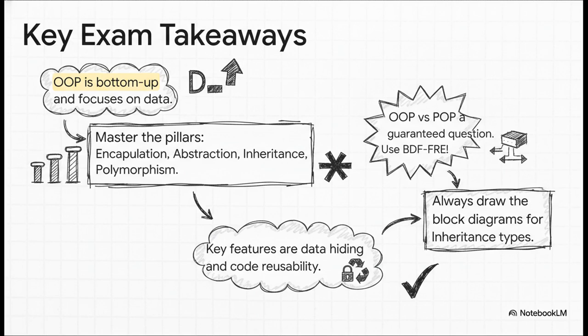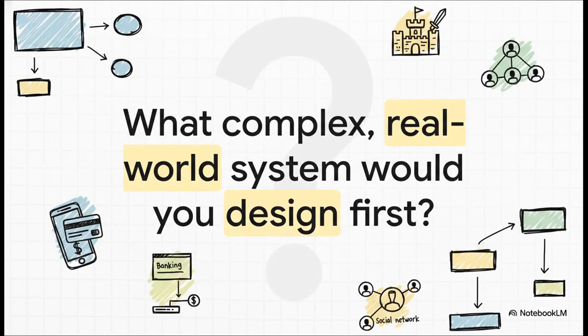Okay, let's do a super fast recap of everything you need to know for the exam. Ready? OOP is bottom-up and all about data. You have to master the four pillars: encapsulation, abstraction, inheritance, and polymorphism. The OOP versus POP question is pretty much guaranteed, so use BDFFRE. Remember to always draw the diagrams for the inheritance types. And the two superstar features of OOP are data hiding and code reusability. Got it?